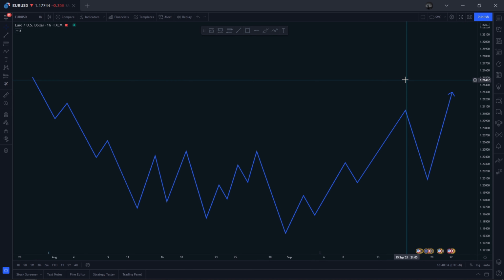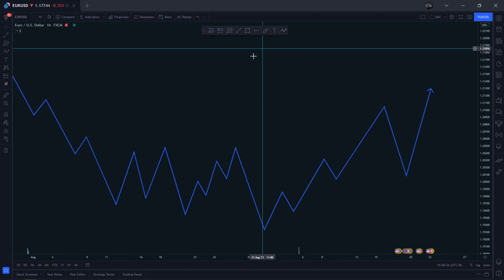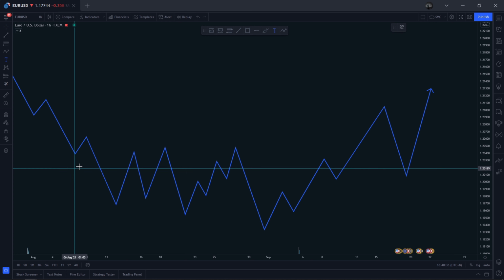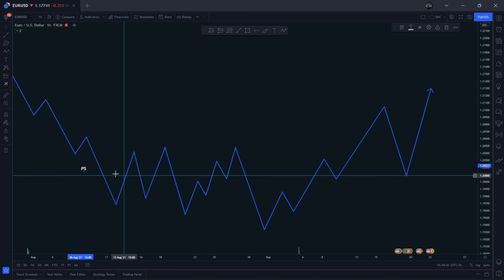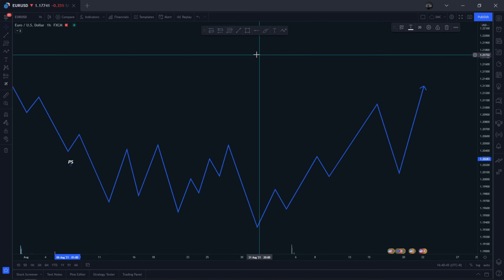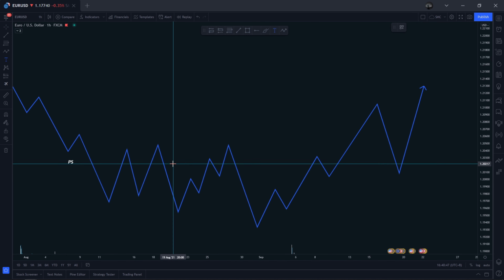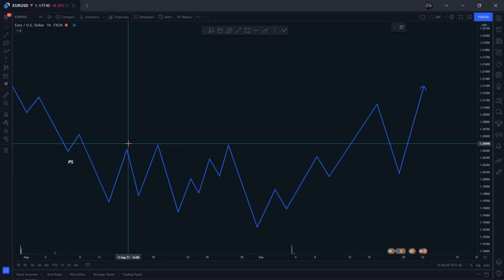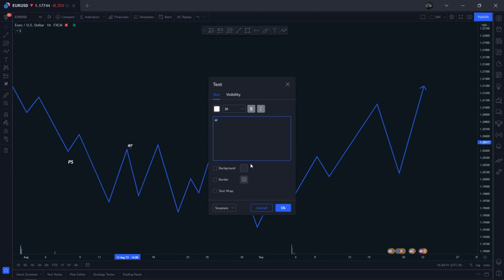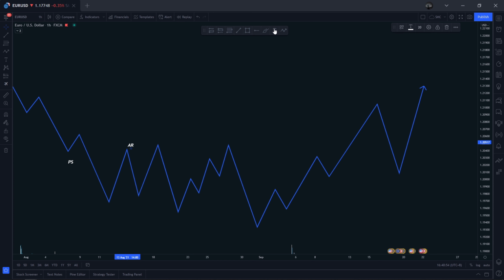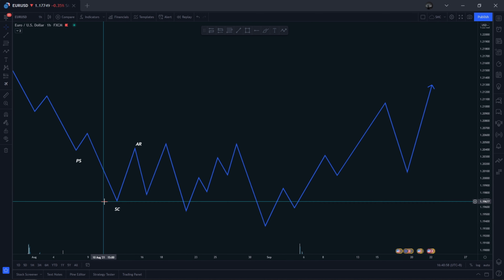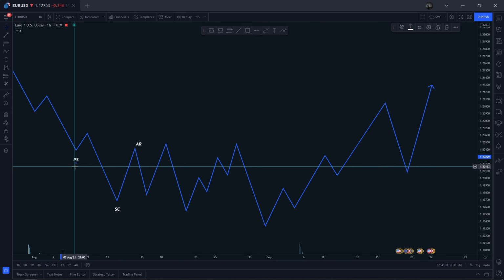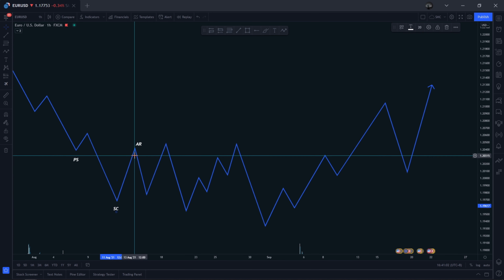So let's mark this up. You have the PS, which is the preliminary support. Then we have the AR, which is here. Then we have the SC. So PS, preliminary support; SC, selling climax; AR, automatic rally.